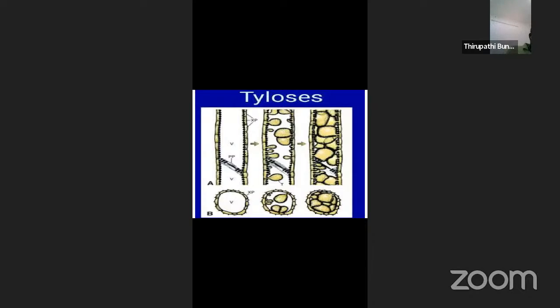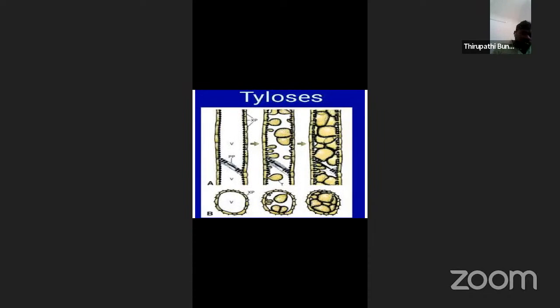Now, tylosis. Okay, the central portion is heartwood. Heartwood is only providing mechanical support to the plant. As the plant grows older, the sapwood gets converted into heartwood gradually, at the time of growth.